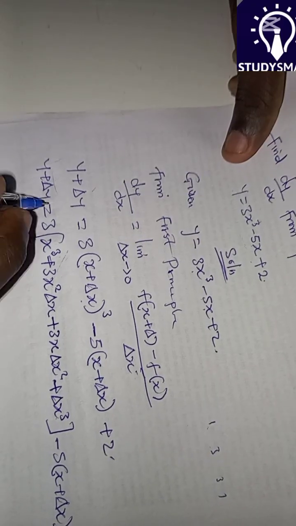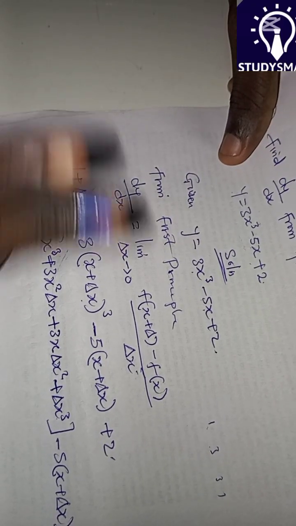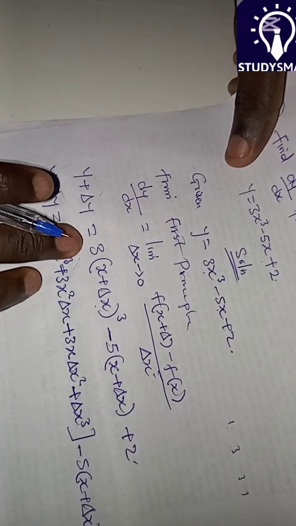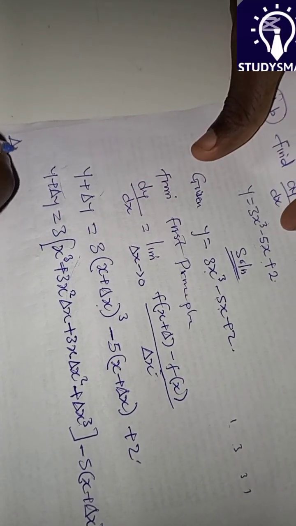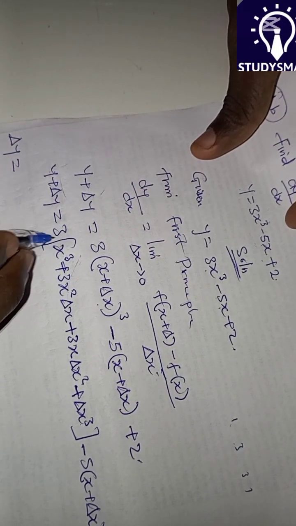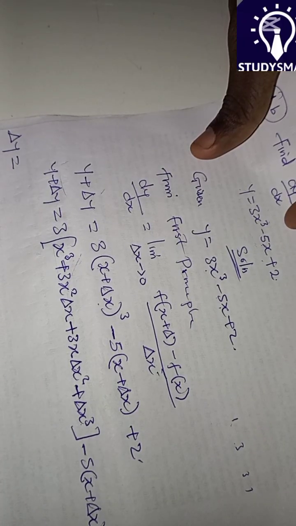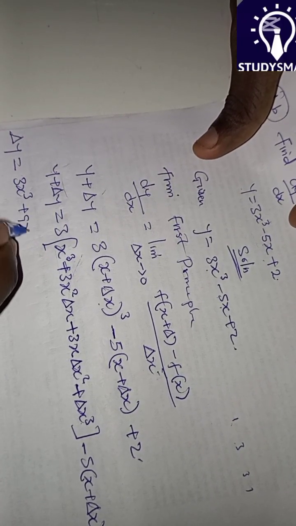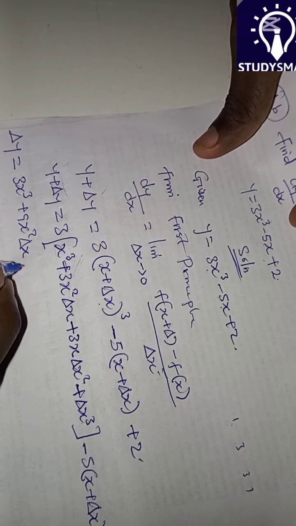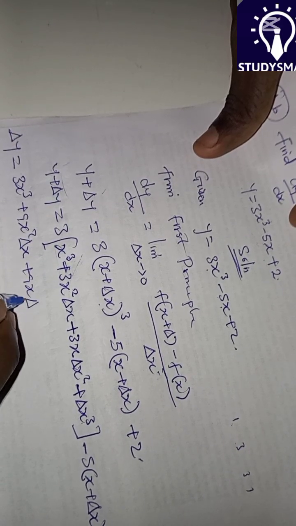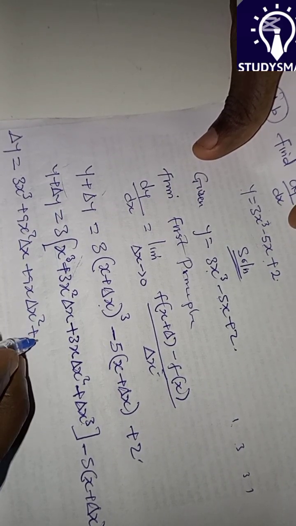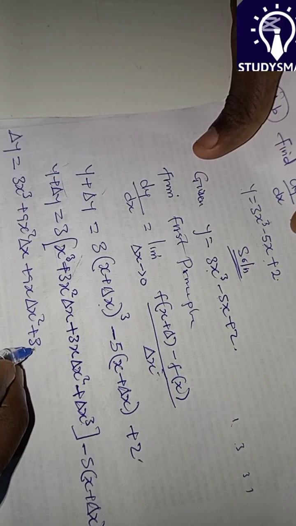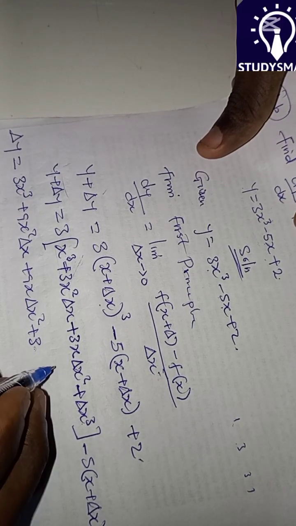All right, so this y here, I'm going to move it across the equal to sign. And when I do that, the sign will change. So I'll be having delta y equal to, so let's just open up this bracket at once in the process. So we have 3x cubed plus 9x squared delta x plus 9x delta x squared plus 3, right?